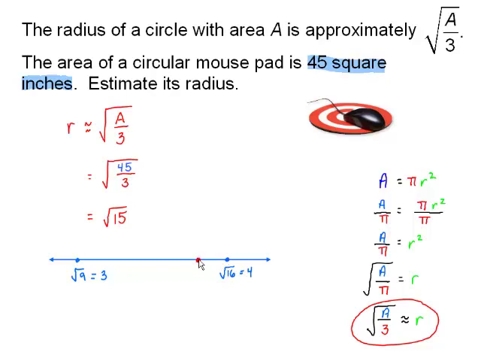So it looks like the square root of 15 is going to be closer to the square root of 16 than the square root of 9. Because 15 is closer to 16 than 9, we can say that the square root of 15 is closer to 4. So, the radius of the mouse pad is about 4 inches.